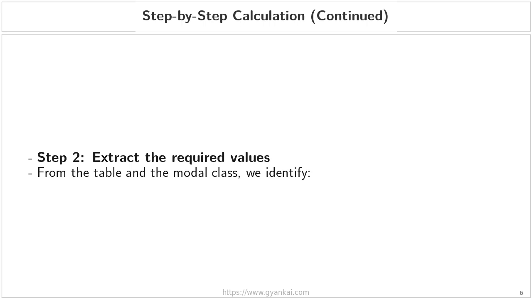Finally, we need the class size, which we call h. This is the width of our interval. We calculate this by subtracting the lower limit from the upper limit of our modal class, so 30 minus 20, which gives us a class size, h, of 10. Keep these 5 values in mind, because in the next slide, we are going to substitute them directly into our mathematical formula.